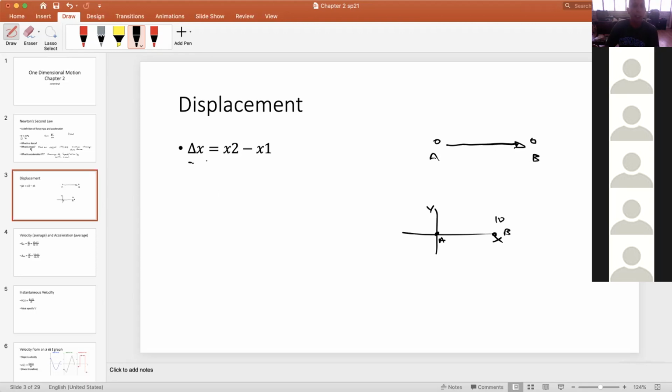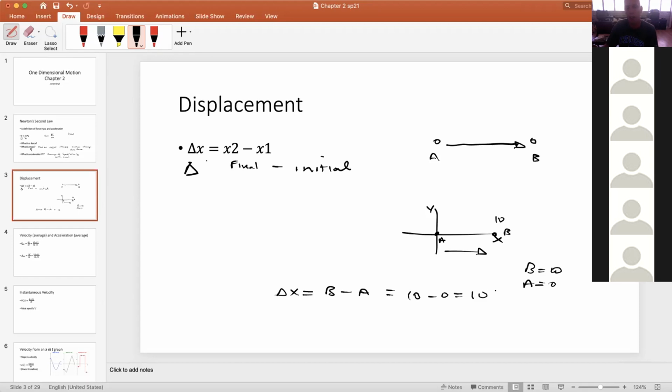Whenever we do a delta, and this is really important, delta anything, it's always final minus initial, okay? So here, if we're going from A to B, our delta X is B minus A, final minus initial. Where B is 10 in whatever units we want, and A is 0, this would be 10 minus 0, or 10. Let's say it's in meters.